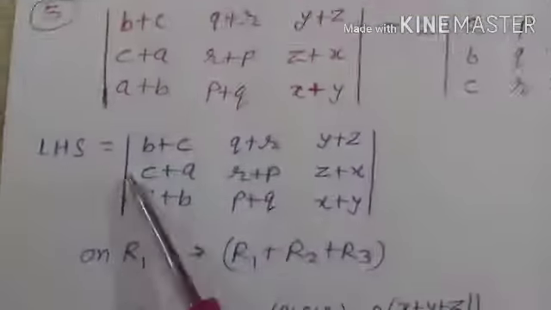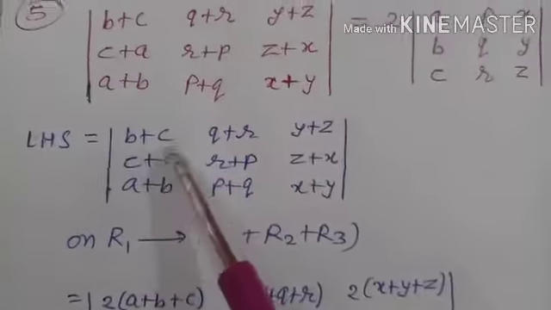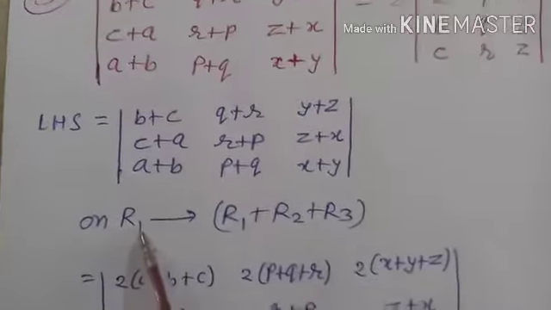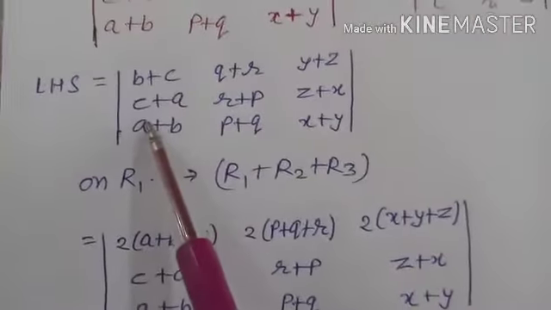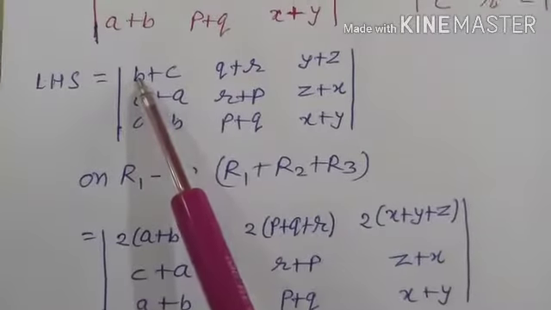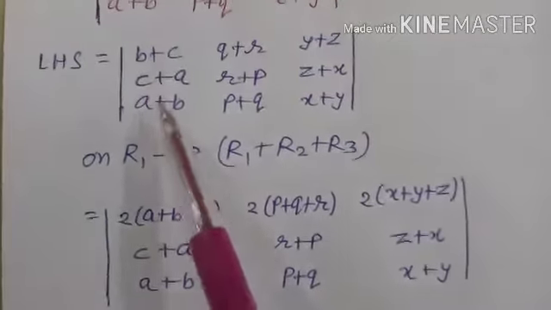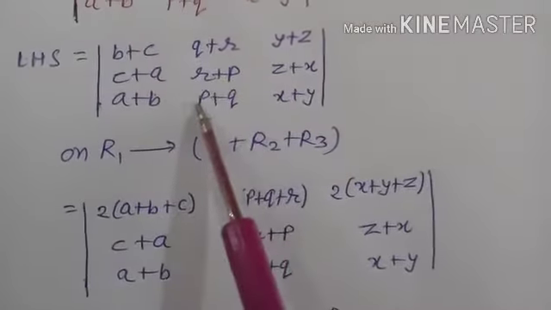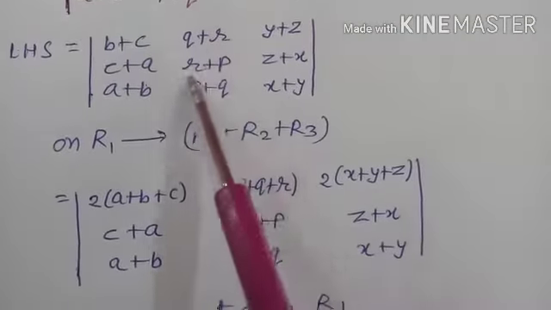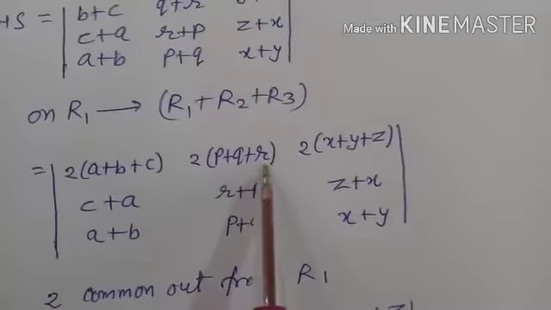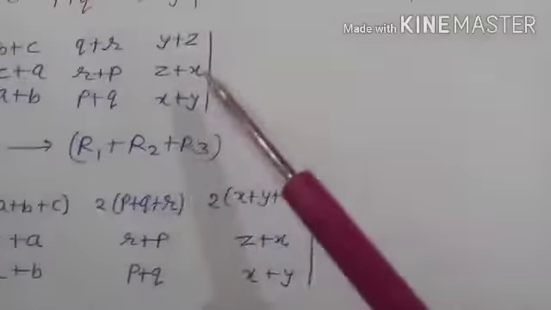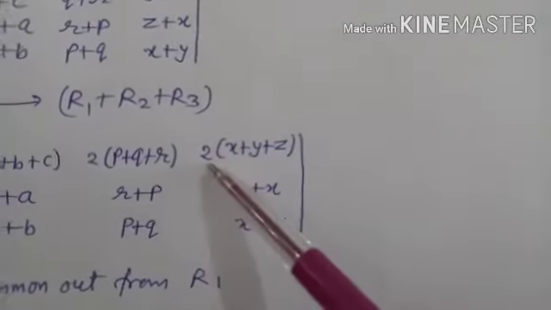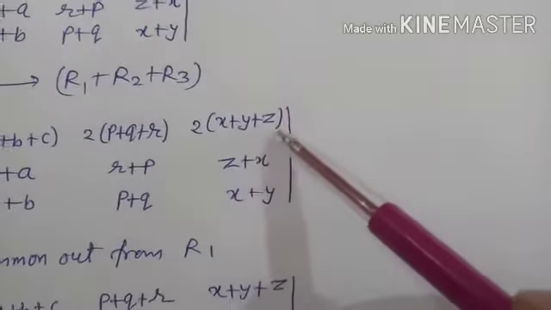So by taking LHS, we add R1 plus R2 plus R3 on R1. So let's see here: A plus A, that is 2A, B plus B, it means 2B, and C plus C, that is 2C. So 2 is common, so only A plus B plus C remaining. Same as here, P and P 2P, Q plus Q 2Q, R plus R 2R, so 2 is common, so in the bracket P plus Q plus R remaining. And similarly here X plus X 2X, Y plus Y 2Y, and Z plus Z 2Z. So once again 2 is common, so only X plus Y plus Z remaining.